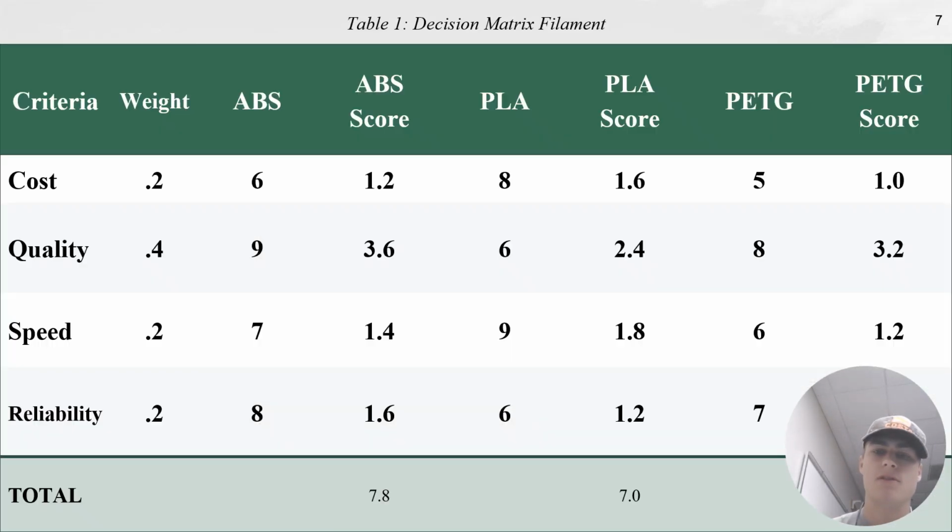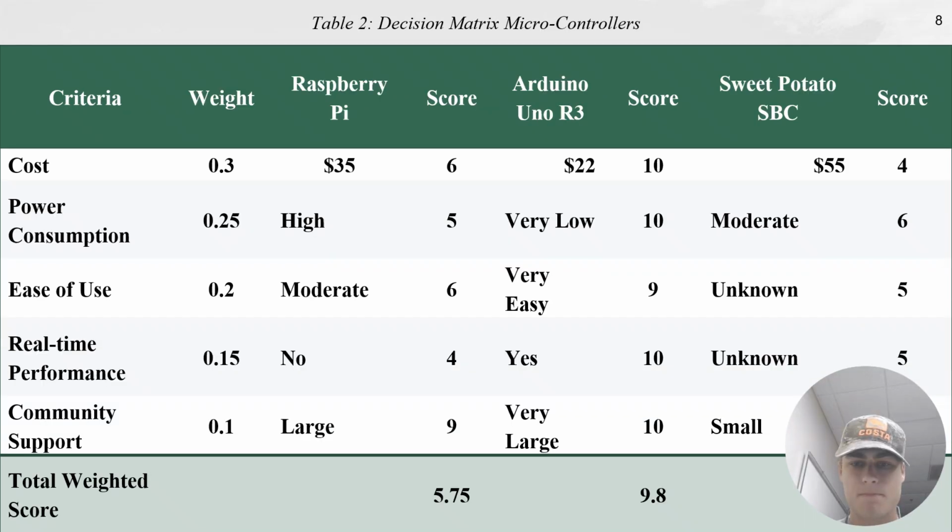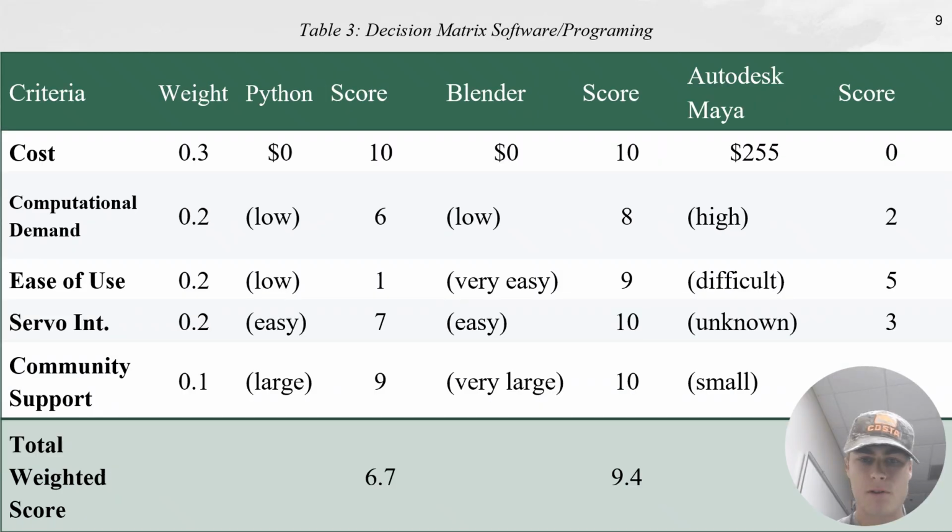So this is one of our decision matrices from milestone 1. And, okay, this is another one from milestone 1 as well, table 2. This one is table 3. As you can see, the total weighted score on the past 3 diagrams, the highest weighted score is going to be the solution that we went with.